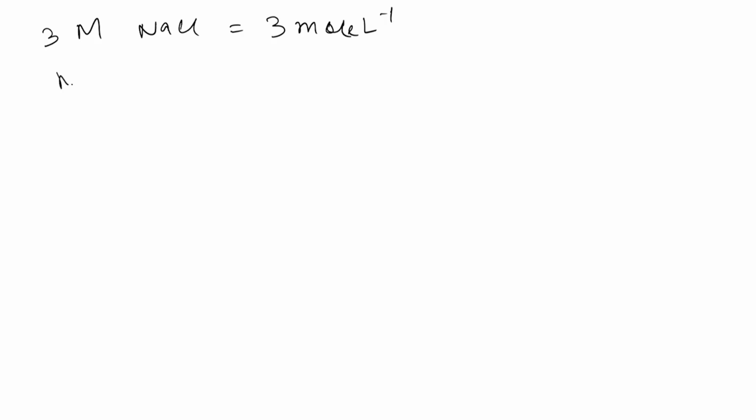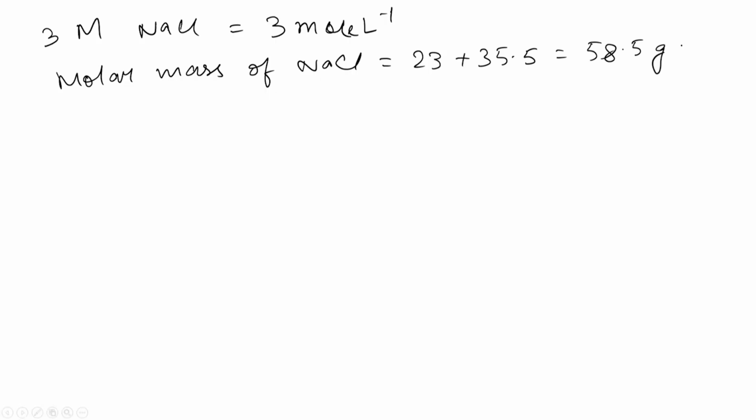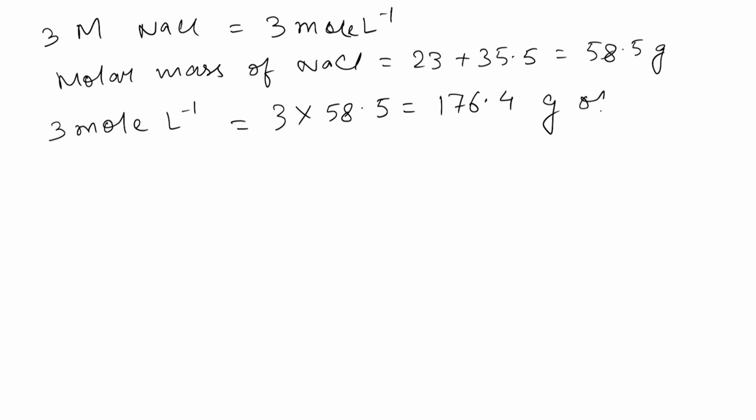So, molar mass of sodium chloride is 23 plus 35.5, that is 58.5 grams. So, 3 moles per liter means 3 into 58.5, that is 176.4 grams of NaCl in 1 liter.